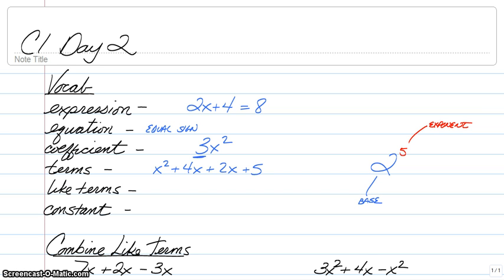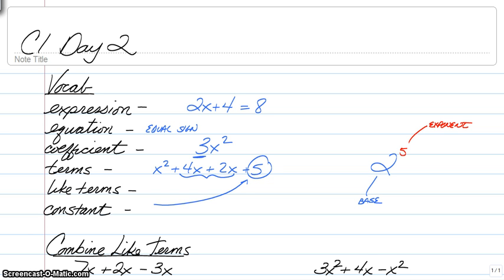However, like terms would be something like 4x and 2x. We can add them together and call it 6x, but they have the exact same variable with the exact same exponent. So these are called like terms. And finally, a constant would be your number 5. Okay, no variables. Plus 5, or minus 10. If it's just a number that's added or subtracted to an expression, that is called your constant.